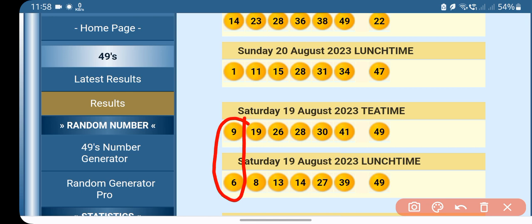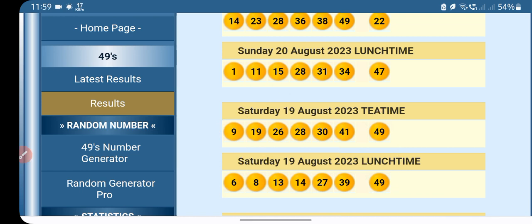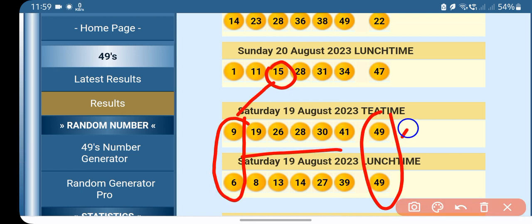This is 15. If we check, that is 15. We are using a strategy. Okay, this is 98. Yes, if I'm not mistaken, this is 98.